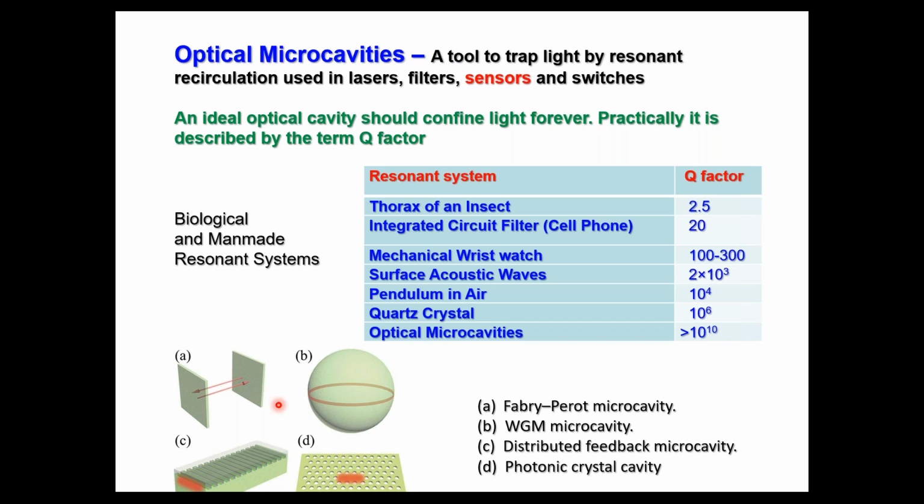So this particular one is a Fabry-Perot microcavity. It is very common in lasers. And the second one is called WGM microcavity, that is called Whispering Gallery Mode microcavity. So we will come in detail for this one later. And this is a distributed feedback microcavity, and this is a photonic crystal microcavity.